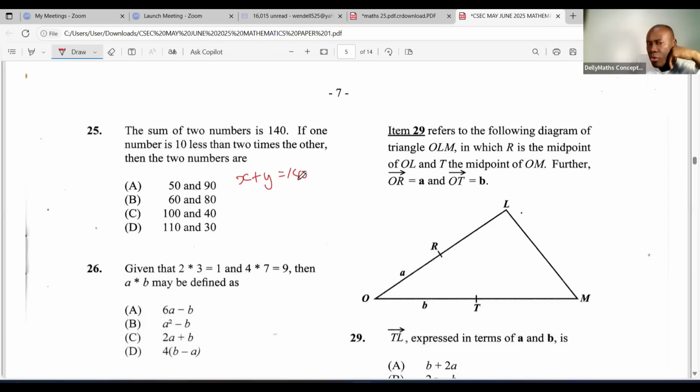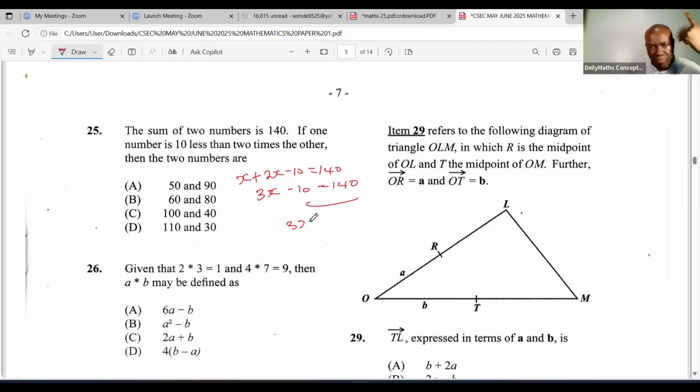So you could say x plus y is 140. Now, if one number is 10 less than twice the other, let us say we don't know which one, but it doesn't matter. So 2x minus 10, if I call this y. So I'm saying y is going to be that. So I could substitute that here, put that right here and solve the problem. You could solve to get one of the numbers, and then you could get the next one. So that's just one way. That's just using algebra.